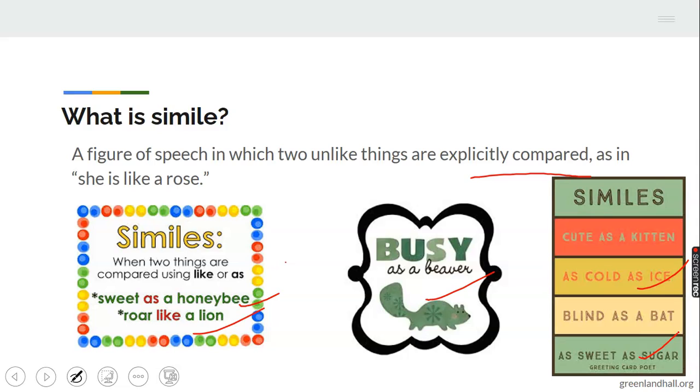Letter and sugar, are they the same? They are not. But because I love the letter, I love reading it, so I say it is as sweet as sugar. Look at this, cute as a kitten. Some people like them, they like cats. So when somebody says, oh, she's as cute as a kitten, they are trying to compare the person with a little kitten.